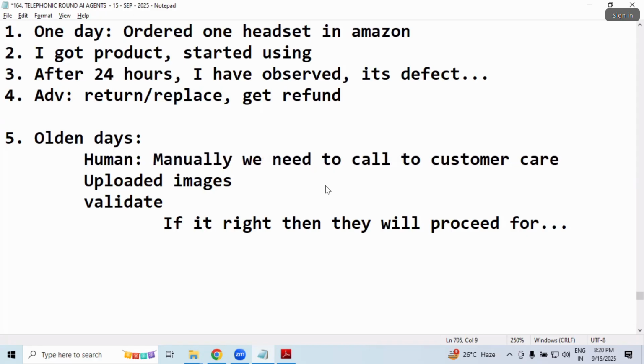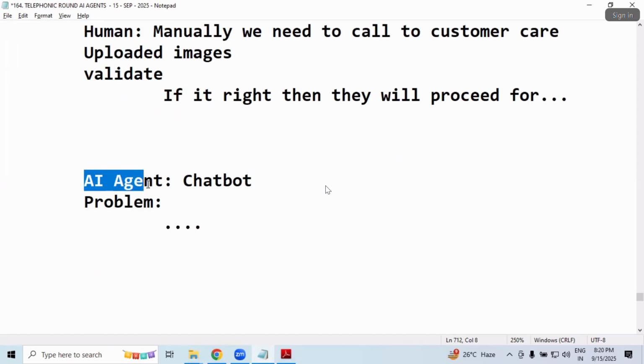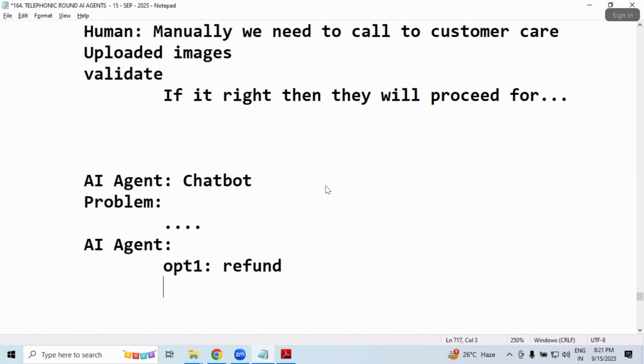But nowadays what happened, sir? An AI agent actually. This AI agent works like a chatbot. You just have to tell what your problem is. So I explained my problem actually. Here the AI agent will analyze what you are explaining. It will give some options. Sir, it's okay, I understand. Option number one, do you want a refund? Option number two, do you want a replacement? See, let me tell you, it is taking the decision. That is seriously awesome.